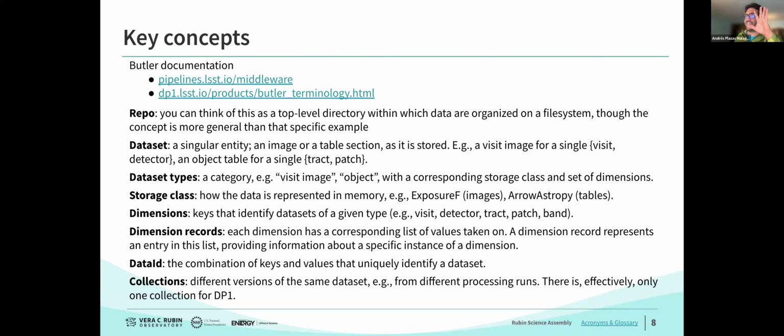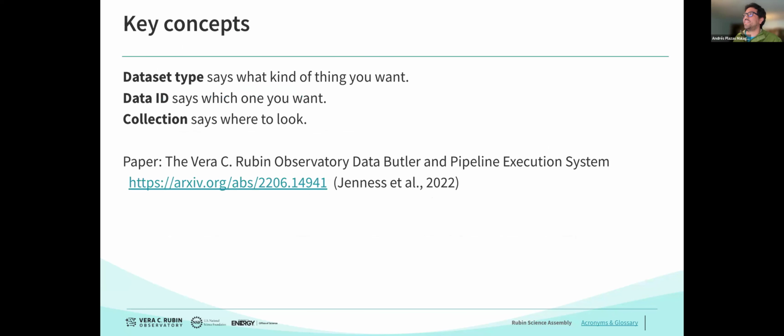Again, don't worry about all this. It's a lot of terminology, but you will see that it will get easier as you play with the data and with the notebooks. So to summarize, the key concepts are: the dataset type says the kind of thing that you want, the data ID says which one you want, and the collection says where to look.